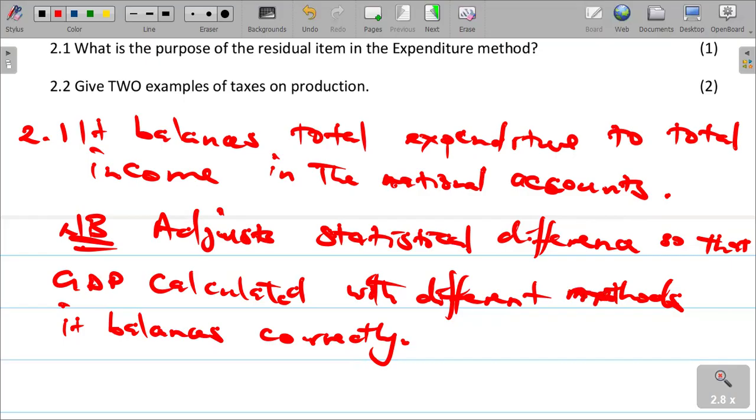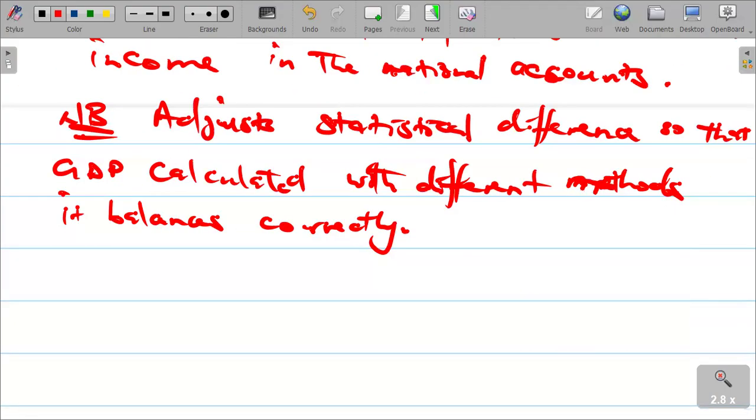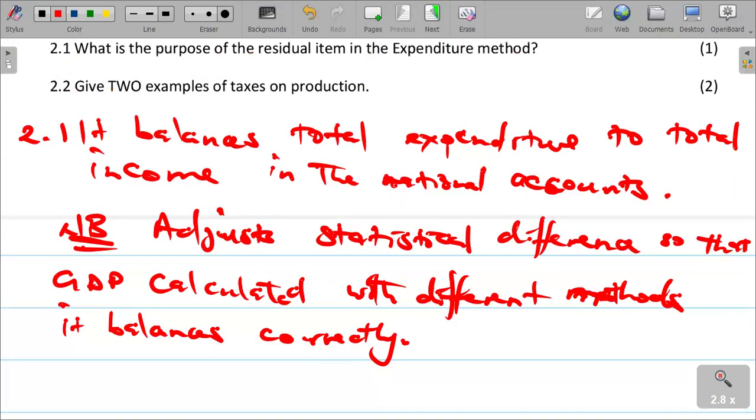And then give two examples of taxes on production. Different examples of taxes on production. We can talk about VAT, value added tax. I'm sure that we have heard of this one, value added tax, which is one form of this. I'm sure that you know that is called VAT.